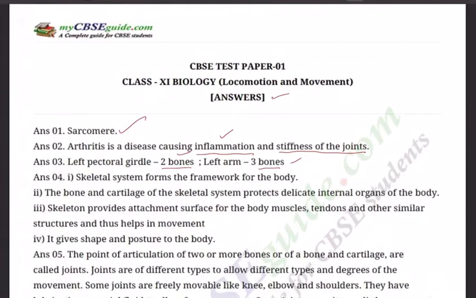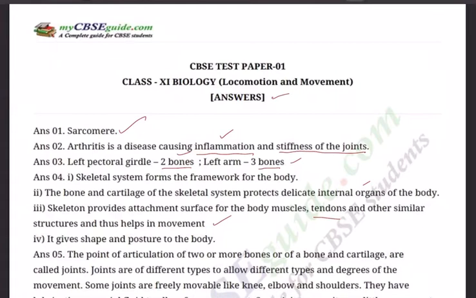Question number 4, skeletal system forms the framework for the body. Without skeletal system, imagine what would be our shape. We will be like a football. The bone and cartilage of the skeletal system protects delicate internal organs of the body. Third, skeleton provides attachment surface for the body muscles, tendons and other similar structures, and thus helps in movement.